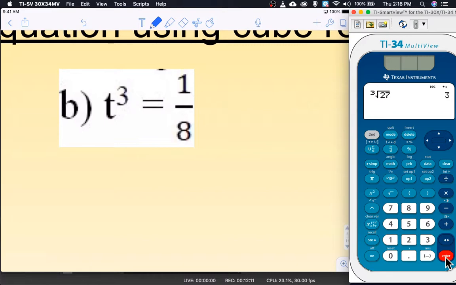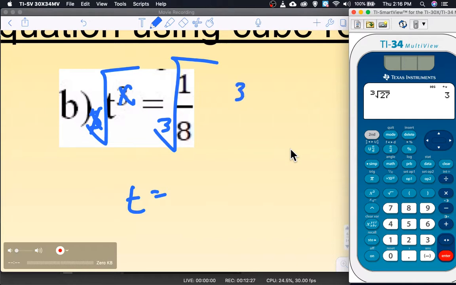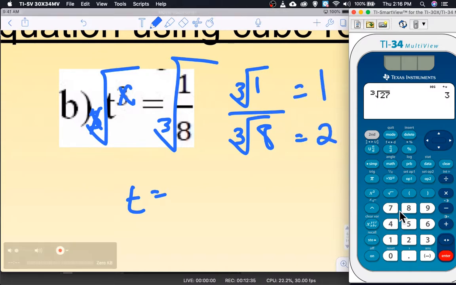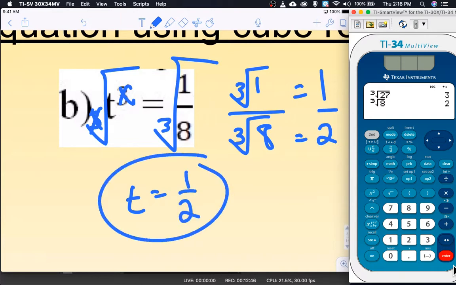Just like we can square root fractions, we can cube root fractions the same way. So the cube root of this and the cube root of that. My cube and cube root are opposite, so they cancel. On the right-hand side, when I cube root, just like before, we can break this down into the cube root of the top and the cube root of the bottom, which is 1 and 2, since the cube root of 8 is 2. So we get the answer 1/2.